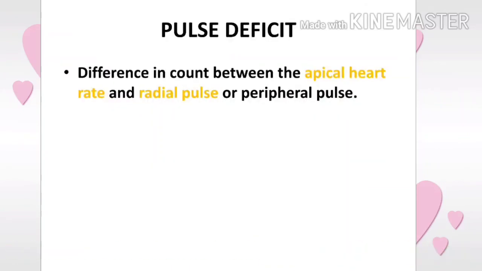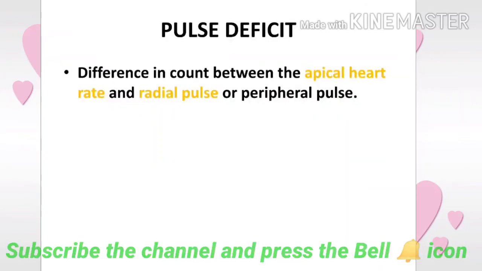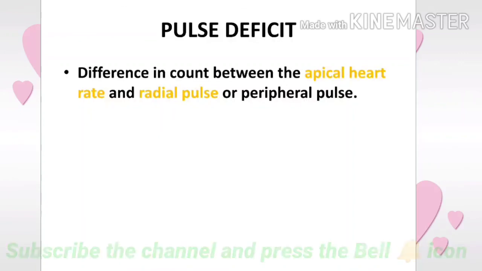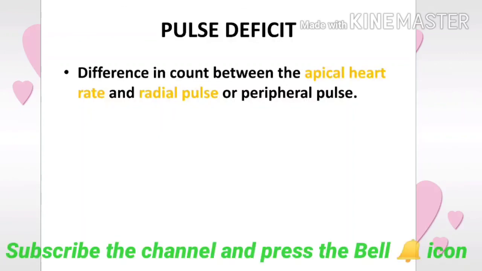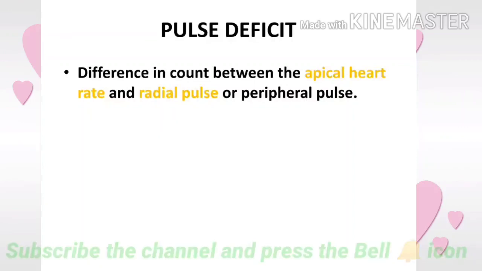Then, what is pulse deficit? It is the difference in count between the apical heart rate and radial pulse or peripheral pulse.